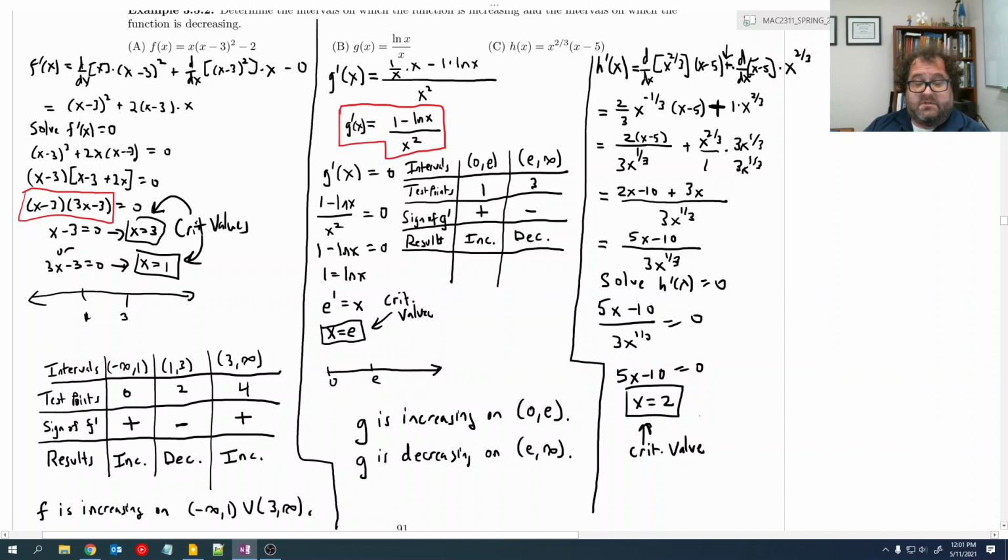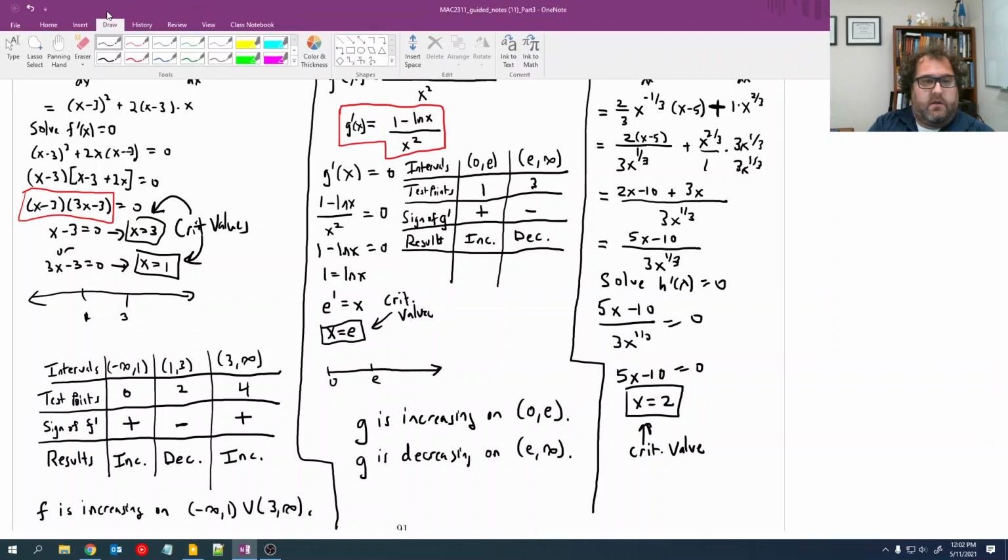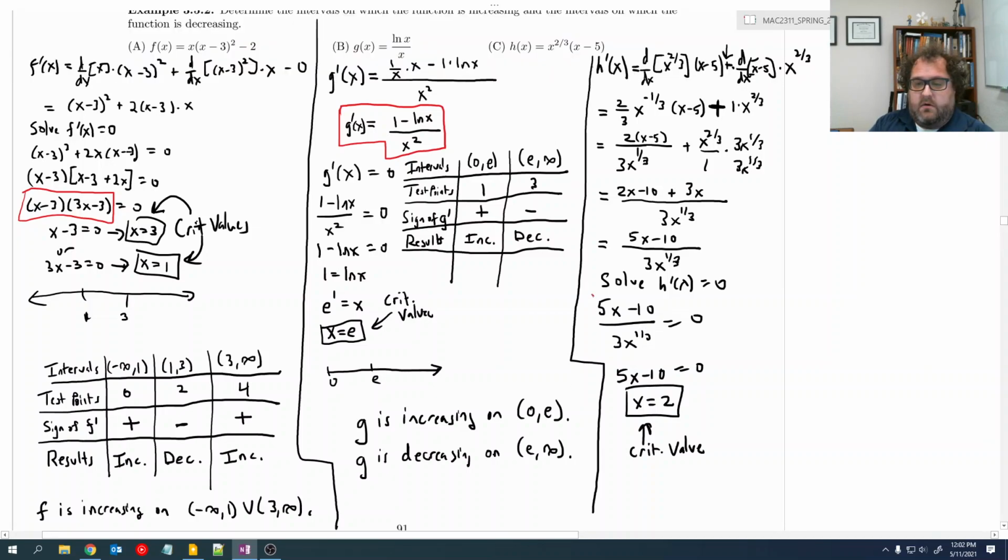Now, where I almost started talking a moment ago, and I figure we can do it now, is we also have to consider the fact that you might have a critical value that is the result of a cusp or a vertical tangent line. That is, it's a value of x where the derivative is undefined, but the original function is defined. And I think we do have one of those, because let's look at the derivative. Here is the derivative.